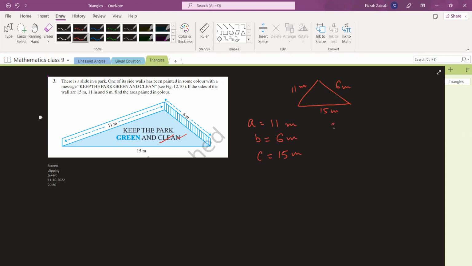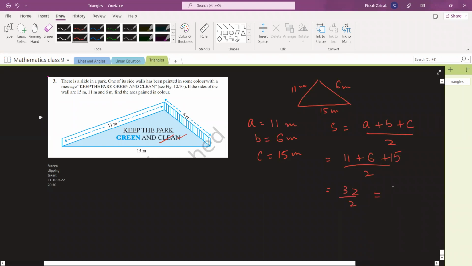So find S, the semi-perimeter, A plus B plus C divided by 2. So 11 plus 6 plus 15 divided by 2. So 6 plus 5 is 11, and 1 is 12, and then 2 and 3 is 32, divided by 2, I'm getting 16 meter, right? Okay. Now the area of the triangle.